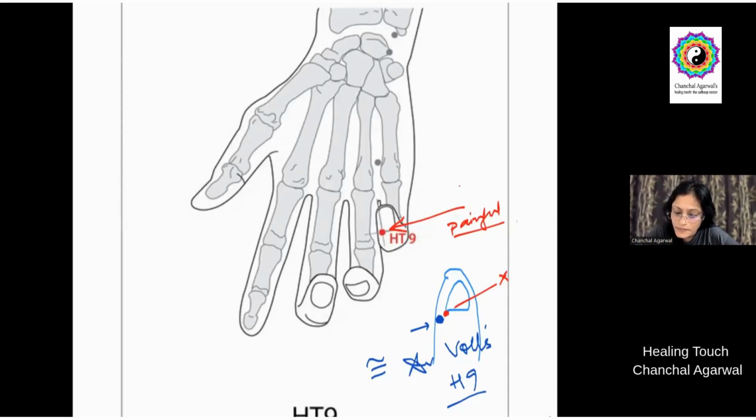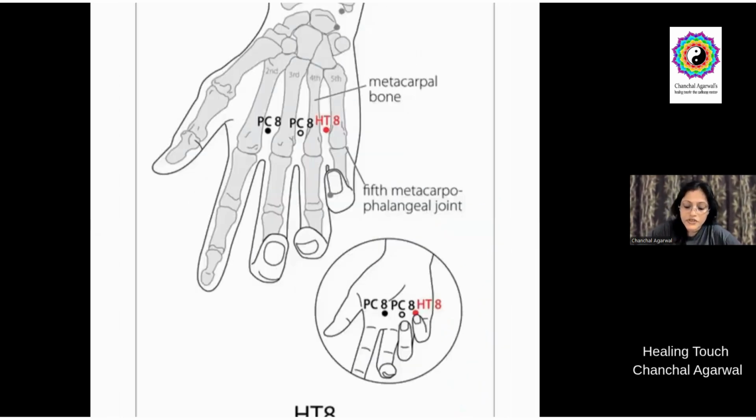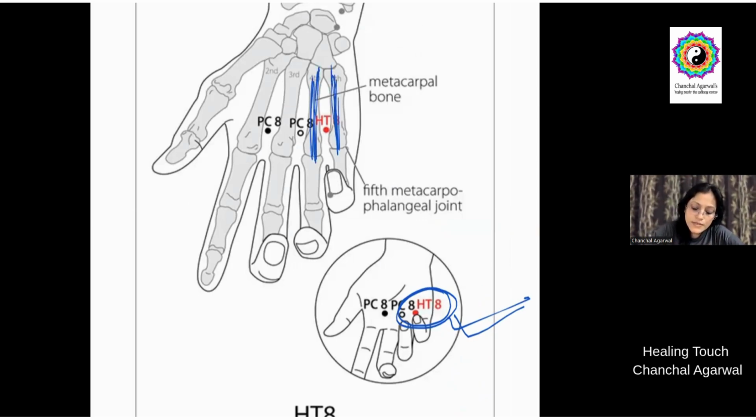Now we move to the next point, H8. Where is H8? If you fold your small finger on the yin side of the palm, then you will see that it touches H8. Okay. So when you are giving pressure to stimulate H8, it should be between the two bones. So your point should not be on the bone. It should be in between the two bones in the gap. Then only it will work.